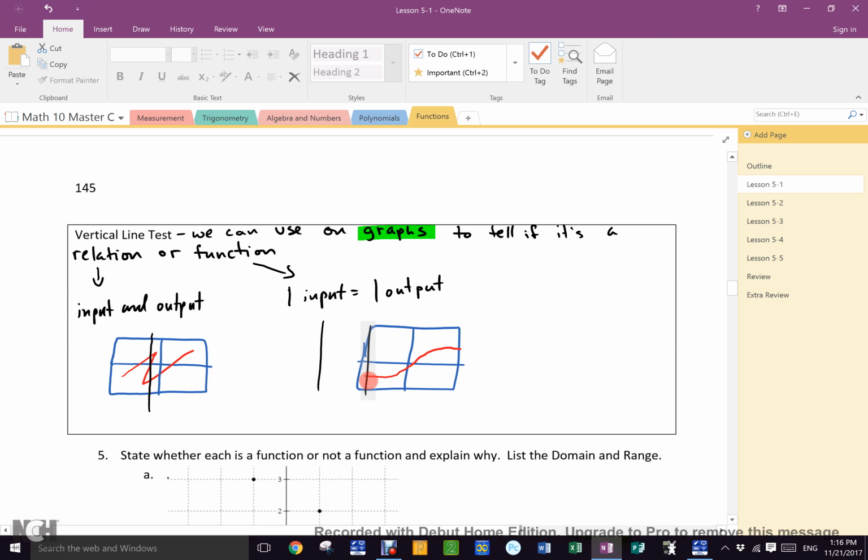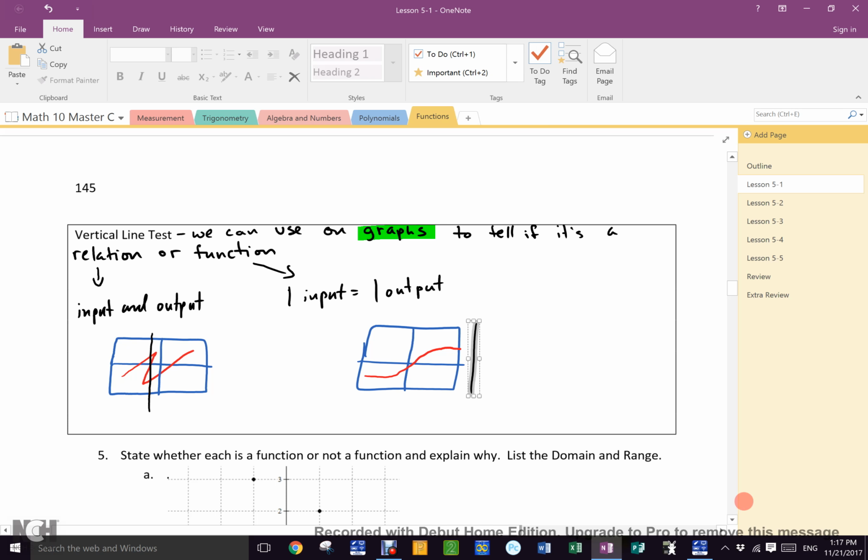And I slide this along. How many times does it hit the red line? It's always only once, yes? So for every one of these X inputs, there's only one Y output. Is everybody cool? And that's why it only works on graphs, because you can slide it along the graph. Everybody good?